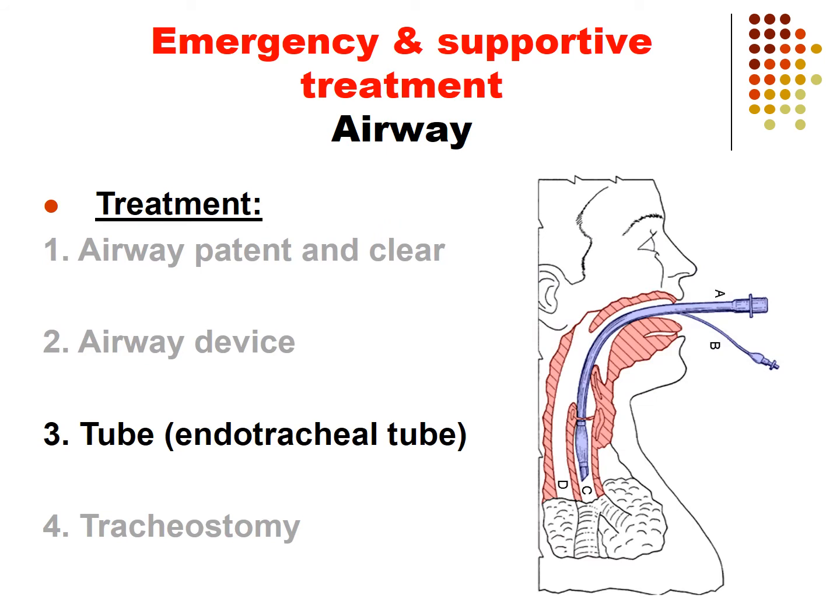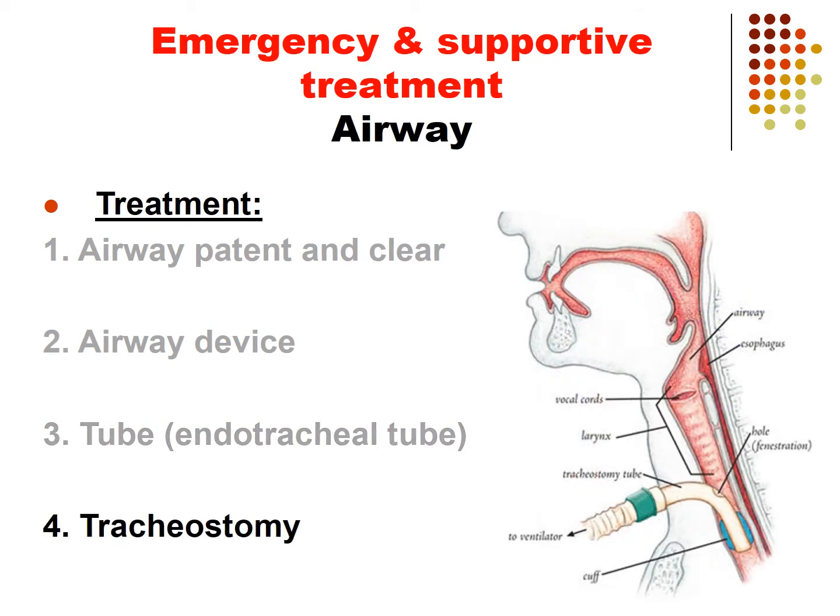Sometimes, to deal with airway obstruction effectively, you may use a tube like this, inserted into the trachea. It's called endotracheal tube. And the process is called the endotracheal intubation. But if the airway is already obstructed, for example, a patient with laryngeal edema, you may not be able to insert an endotracheal tube. At this point, you may use tracheostomy tube.